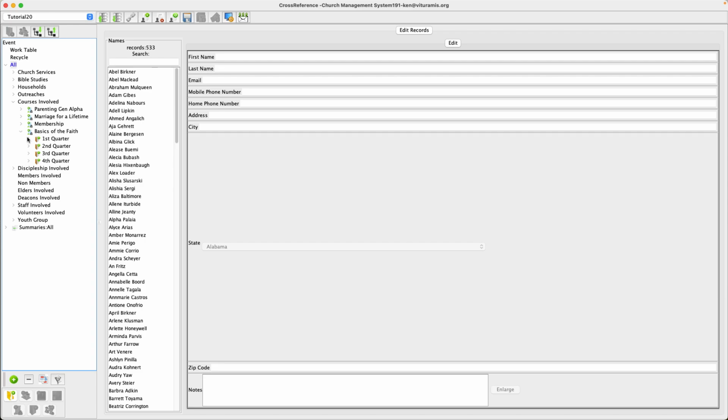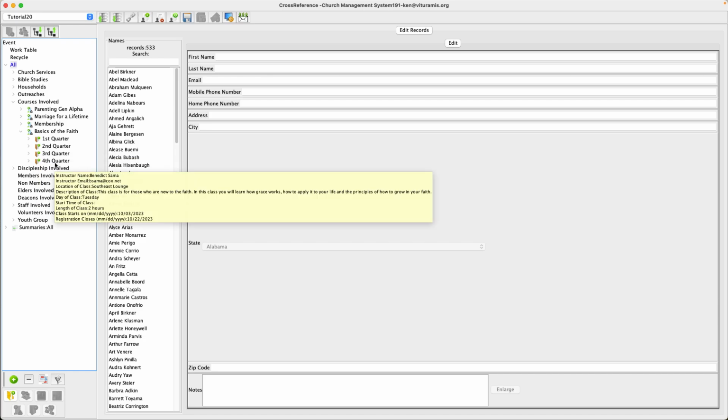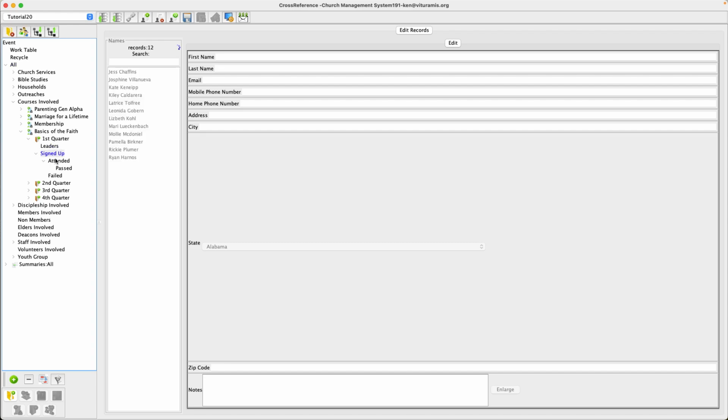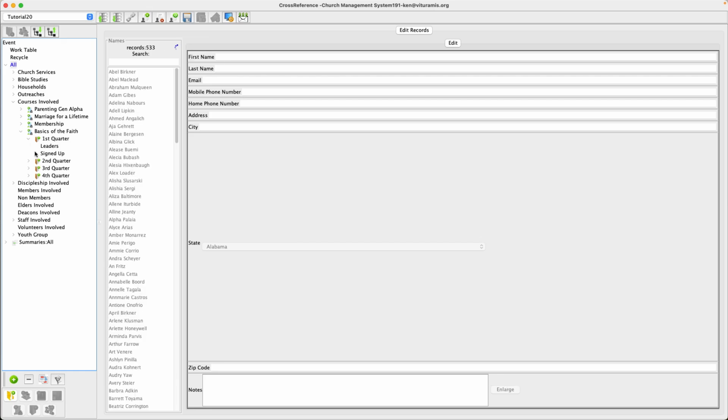And of course, a certain course may be taught several times a year. In this case, Basics of the Faith is taught in the first quarter, second quarter, third quarter, fourth quarter. And within each of these particular classes, you'll have the leaders, people who are signed up, those who have attended, and those who have passed the class, and those who have not passed the class and failed the class.